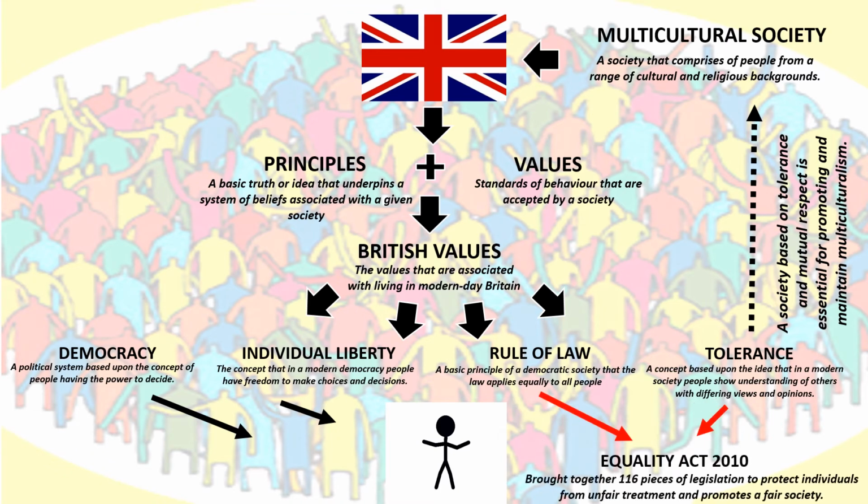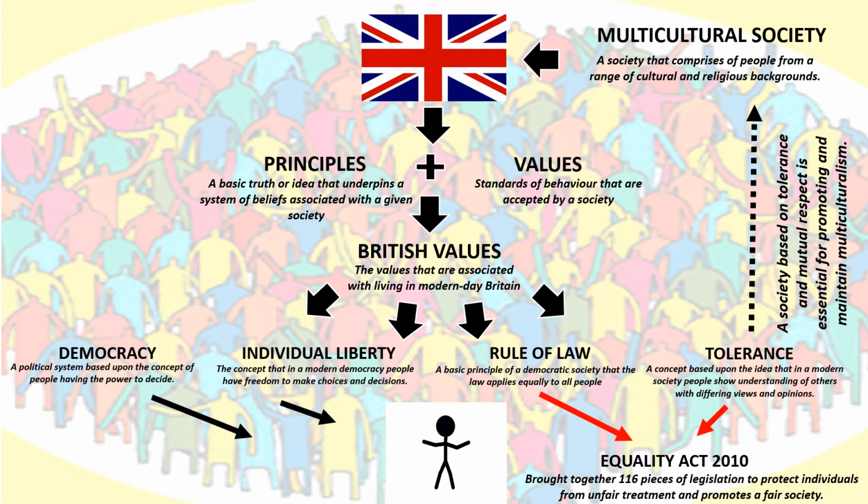With the last two, rule of law and tolerance, part of this is enforced through the Equality Act. The Equality Act was brought in 2010, and it's a combination of 116 other little bits of legislation, laws, rights, and acts, which basically protect people from unfair treatment. It promotes inclusion, it creates a fair society, and it prevents racism, sexism, ageism, prejudice against people with different sexualities, different religions, different ethnicities, nationalities. It protects a whole range of individual rights, ensuring that the rule of law and the tolerant society we have is enforced.